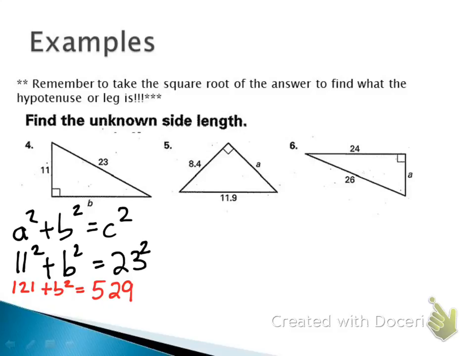All right, now here's where we get our extra step, because I'm trying to get b by itself, which means I need to get b squared by itself, which means what do I need to move? The 121. Right now it's being added. What's the opposite of adding 121? So I'm going to subtract 121 from both sides. So b squared equals 408.